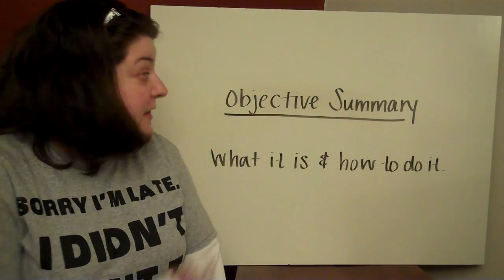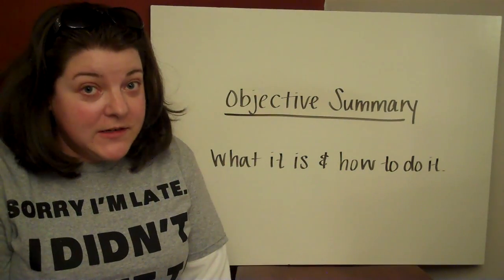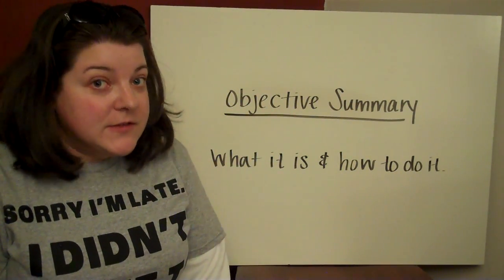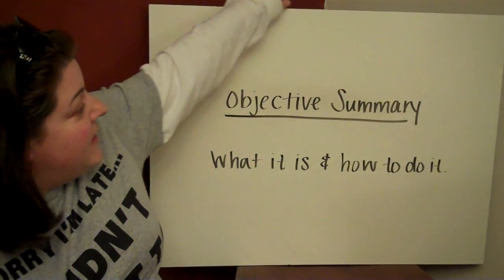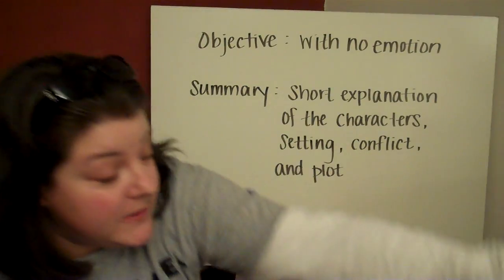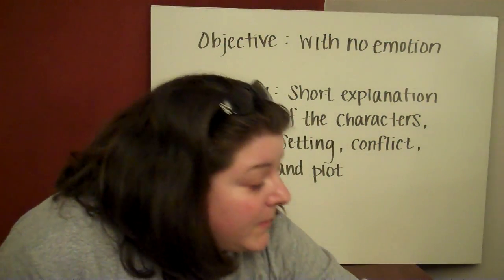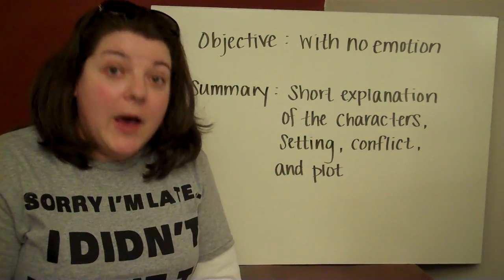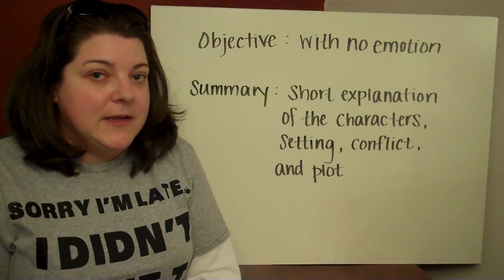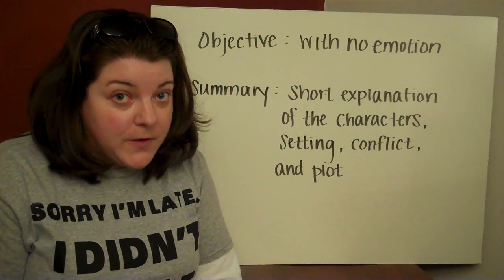Today we're going to talk about the objective summary, exactly what it is and how we go about constructing one. So, when we talk about an objective summary, we want to be careful that we're being objective. That actually means that we have removed our emotions from it.